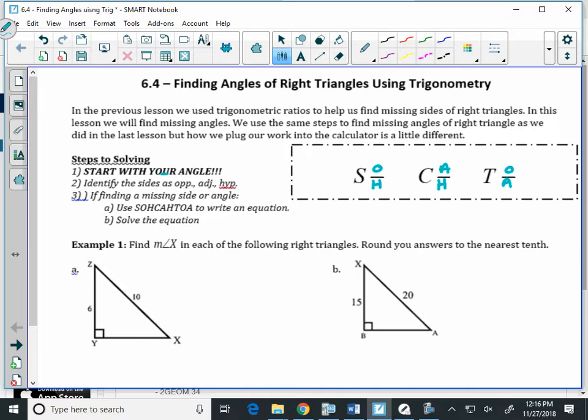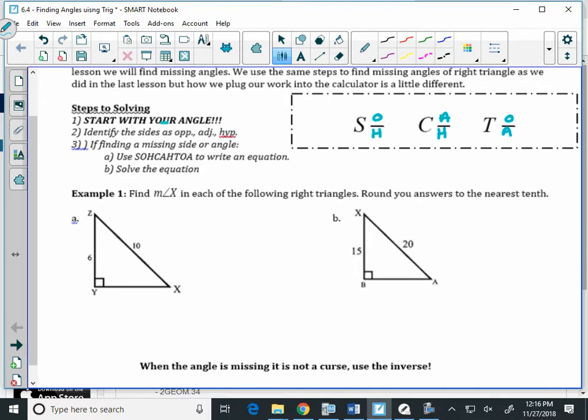We're starting with the angle. In this case, we're trying to find an angle, so we're going to start with the angle we're trying to find. You identify your opposite, your adjacent, and hypotenuse. Then we use SOHCAHTOA to write an equation, and then we solve that equation. Very similar to what we did yesterday. Again, just how we're typing in our calculator is different.